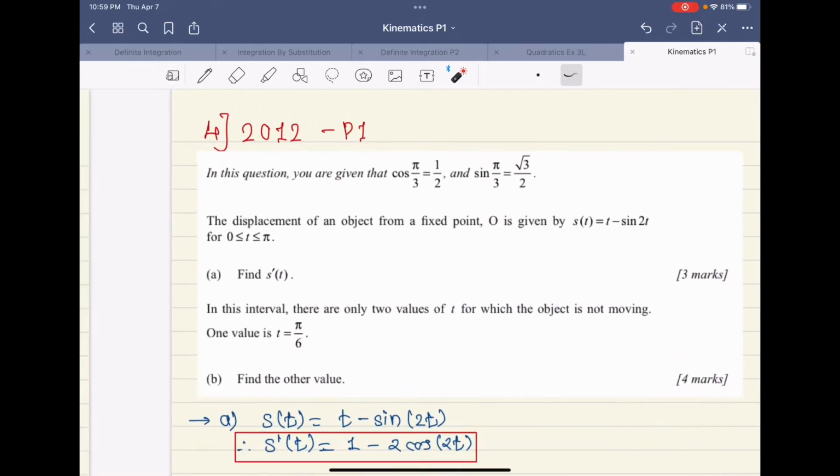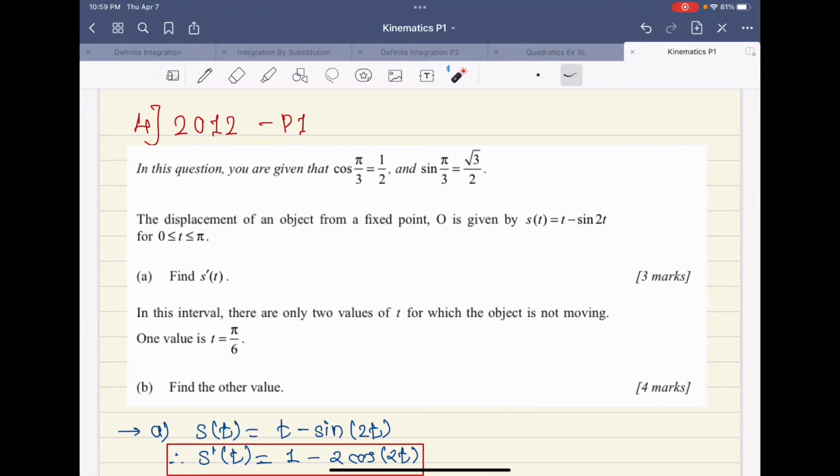Year 2012, paper 1. In this question, you are given that cos of pi by 3 is 1 by 2 and sin pi by 3 is root 3 by 2. Pi by 3 is basically your 60 degree. So cos 60 is 1 by 2 and sin 60 is root 3 by 2.